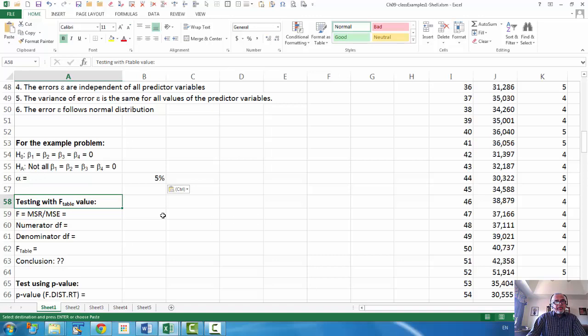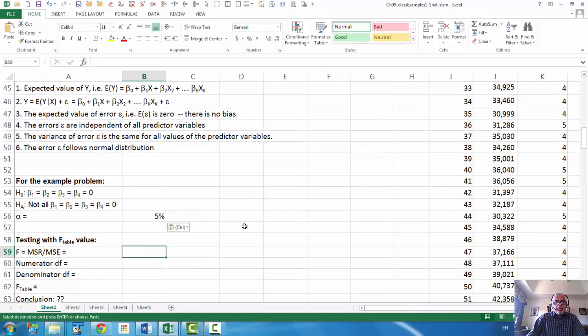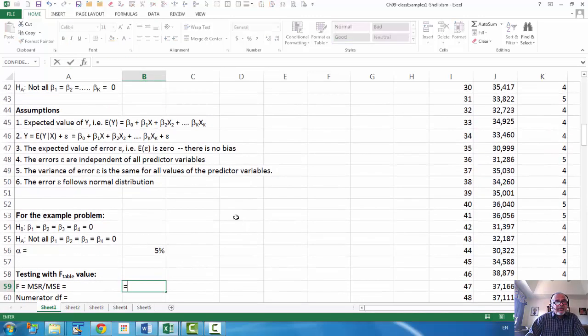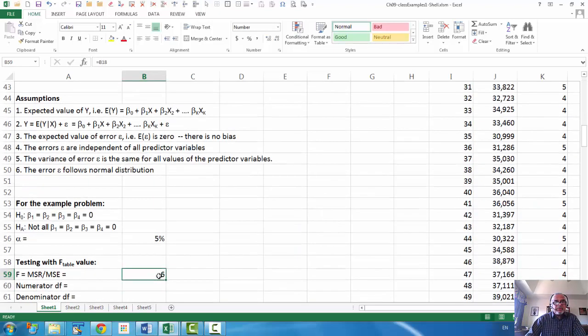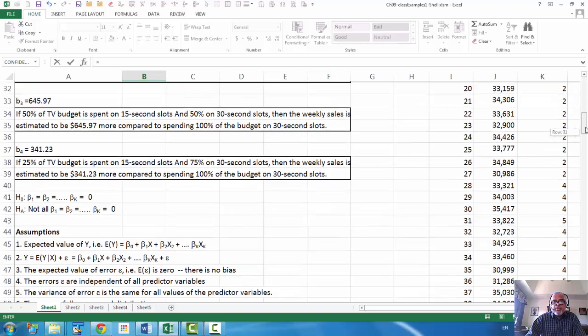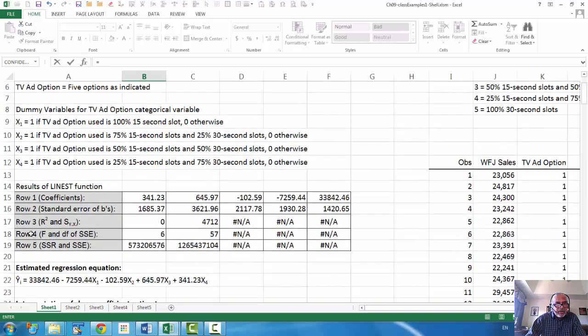Now from our output we have the F-calc value. So here we go back. So the 4th row, the first number is our F value. So we can increase the number of decimal places here. Okay, the numerator degrees of freedom is the number of variables. So here that is 4. The denominator degrees of freedom, that is our SSE degrees of freedom, that is given here in row 4 there.